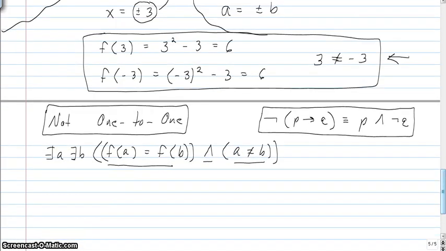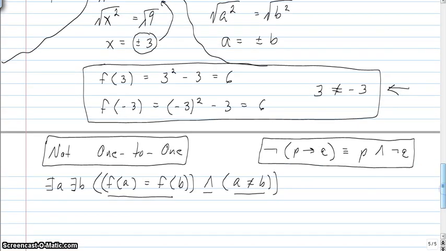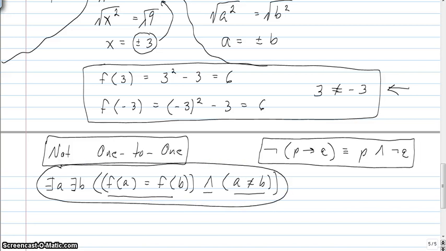Right, so going back to the last example from the last video, we can see that this statement is really what we were using. F of A and F of B are the same, and at the same time we had that A was not equivalent to B.